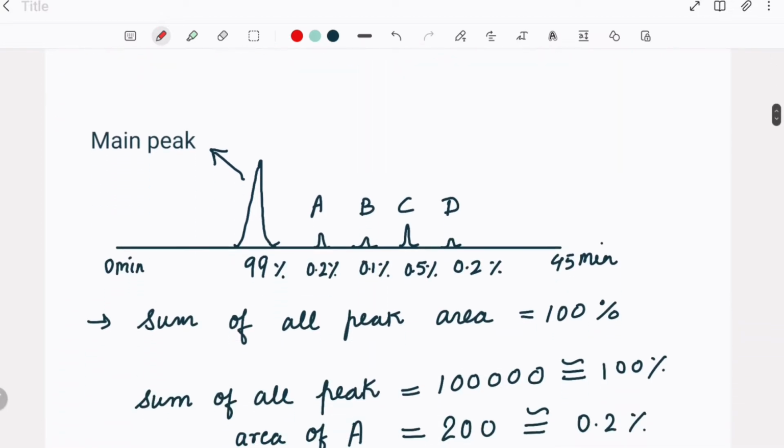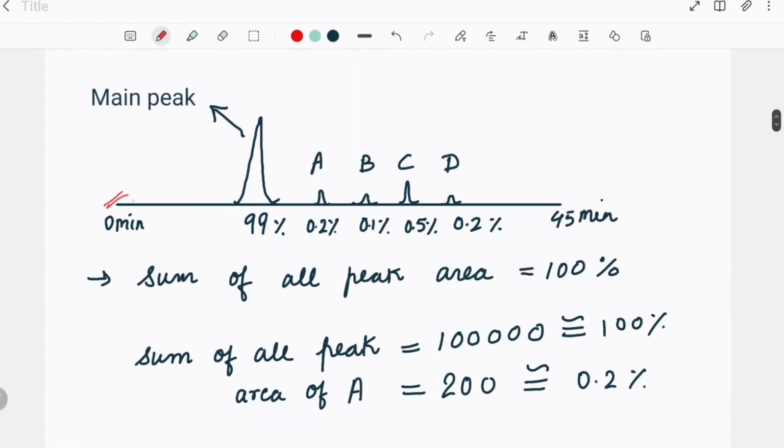Here is a small example. Suppose this is a chromatogram which is from 0 to 45 minutes and there are 4-5 peaks. This is our main peak and there are 4 impurities which I have named as A, B, C and D. Now suppose the percentage areas are, the main peak is 99%, A is 0.2%, B is 0.1, C is 0.5 and D is 0.2%. Now the sum of all these peak areas should be 100%. Okay, then only we can calculate the percentage area of the impurity peaks.